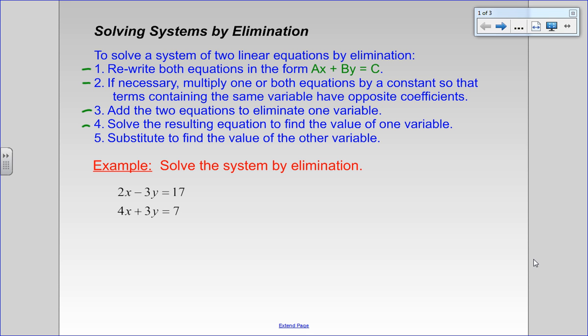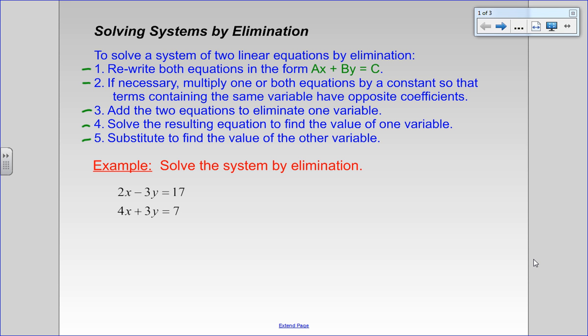Next, we'll be able to solve the resulting equation in order to find the value of the first variable in our system. And finally, we can substitute back into one of the original equations in order to find the value of the second variable. Let's look at the example shown on the slide.